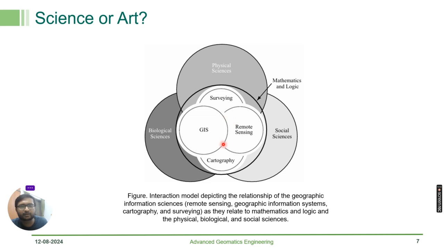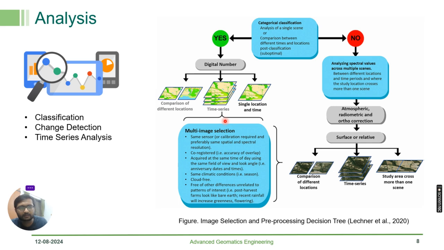And then once you combine everything, you can use it for various applications such as biological science, social science, and physical science as well. Next, if we see what kind of analysis or what kind of problems we can solve using this remote sensing data, it can be classified into three different categories.